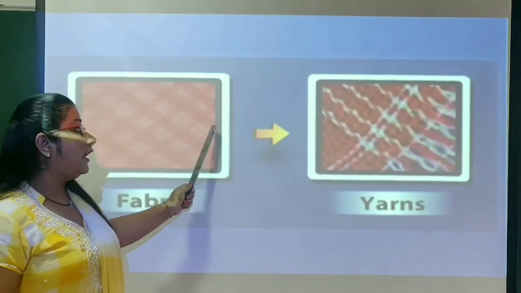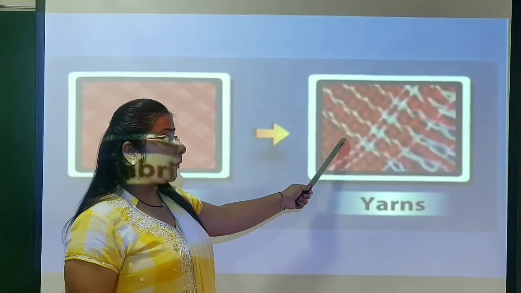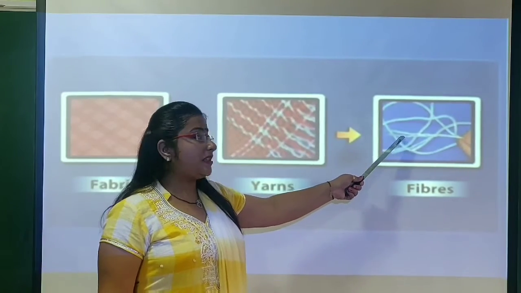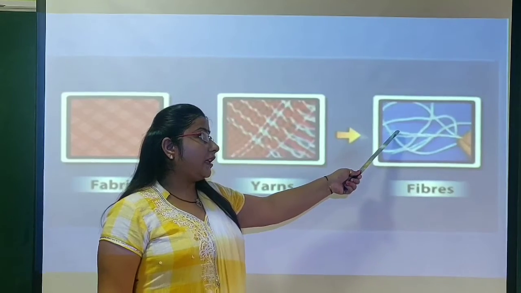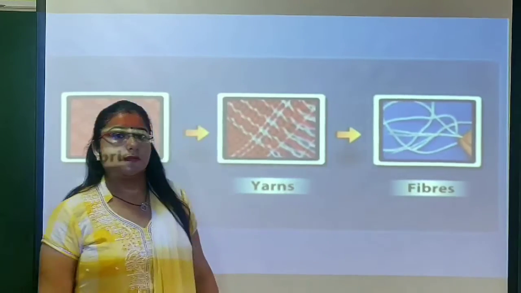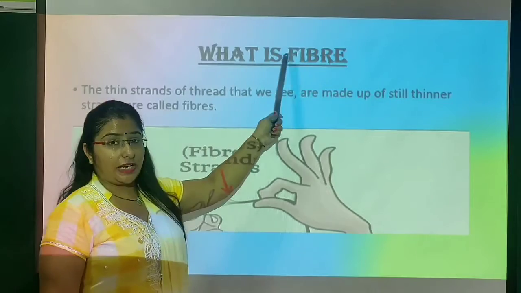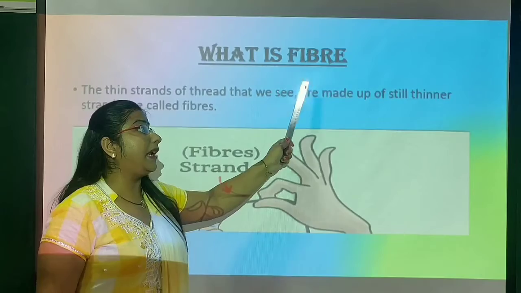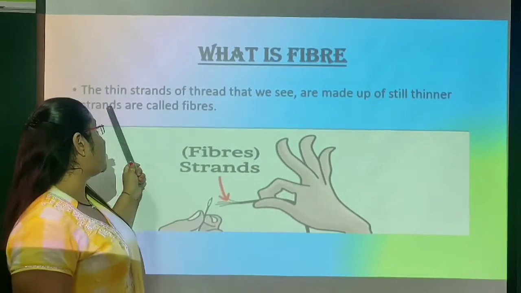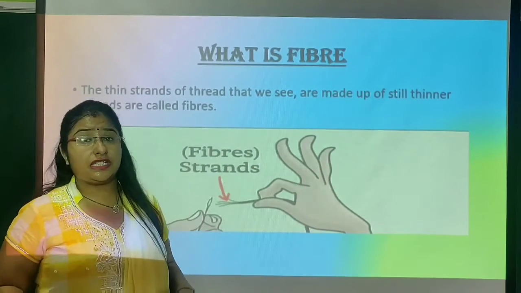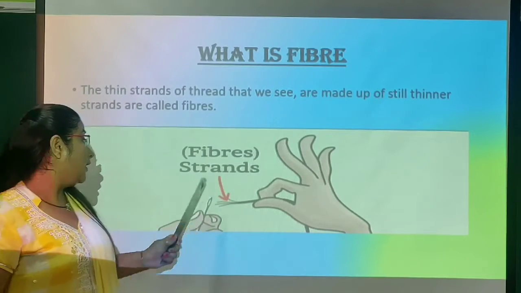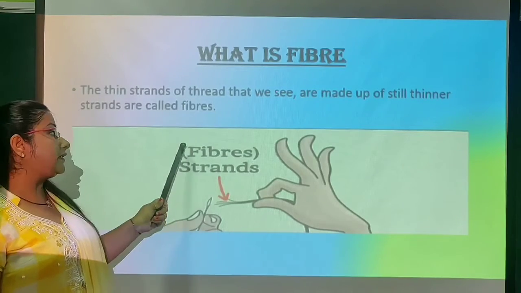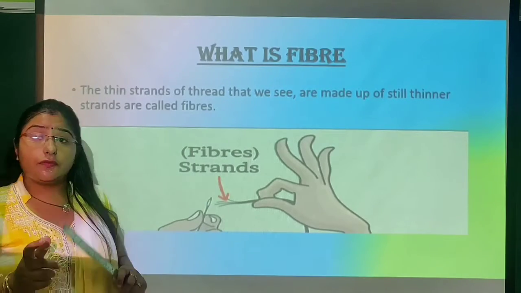So this is a fabric. When we zoom in, we see that it is made up of thin threads. Those thin threads are known as yarn. And when we untwist it, we see that it is made up of still thinner threads, that are known as fibers. Now see what is fiber. The thin strands of thread that we see, which are made up of still thinner thread strands, are called fiber. When we untwist the yarn, it is made up of still thinner threads. These still thinner threads are known as fibers.